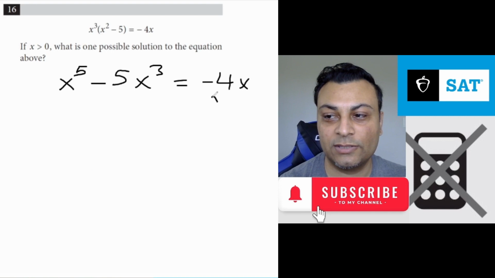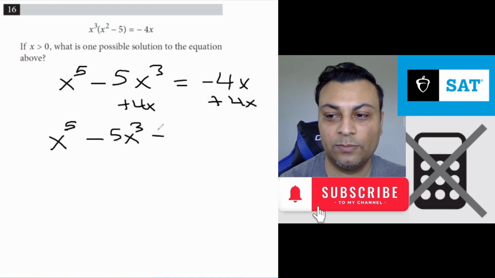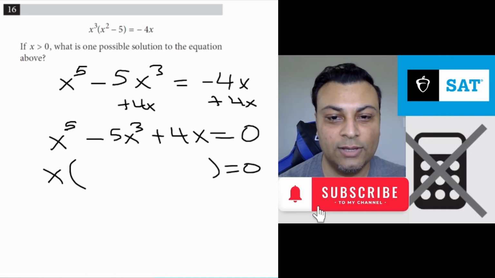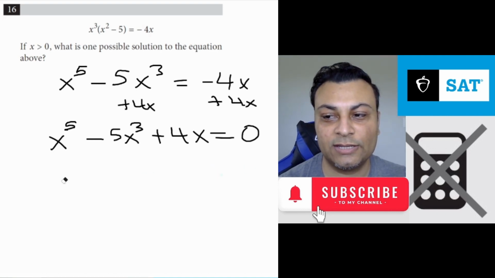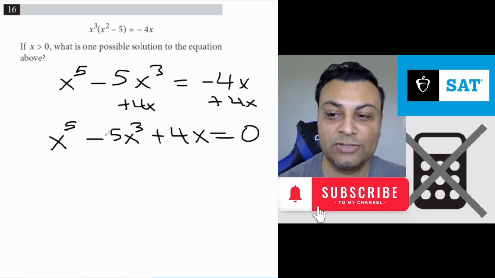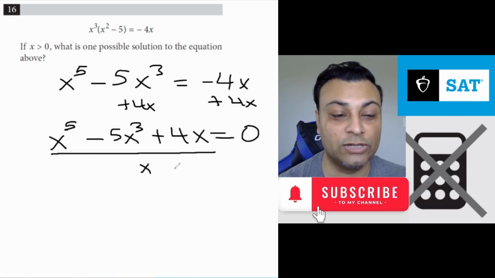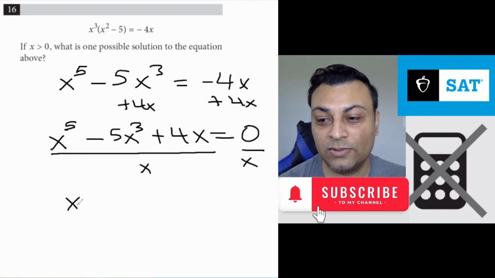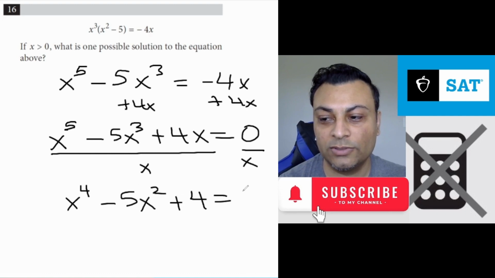Okay, now I'm going to add 4x to both sides. And I'll get x to the fifth minus 5x cubed plus 4x equals 0. Ordinarily, you'd have to factor out the x and keep going. But in this particular case, x is a positive number, so we can just divide by x. Ordinarily you can't, but when x is non-zero, you can. So you have x to the fourth minus 5x squared plus 4 equals 0.